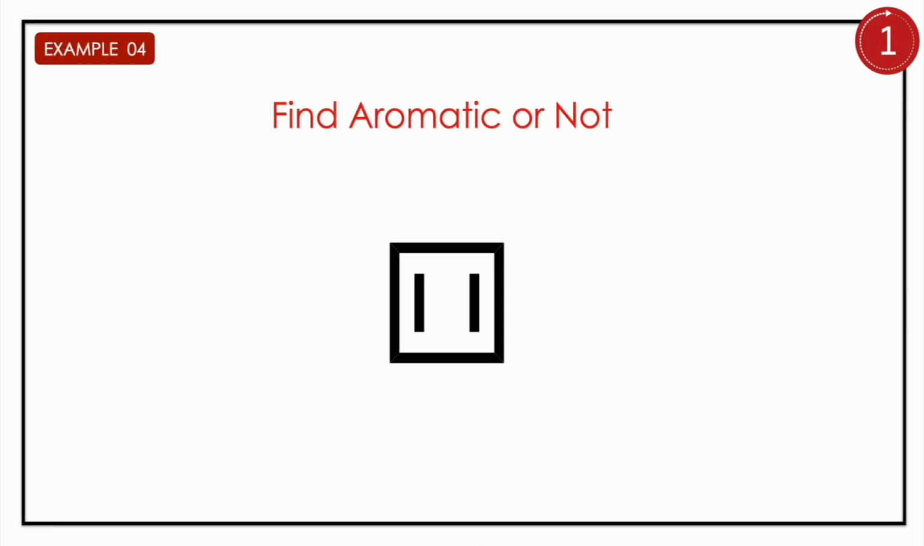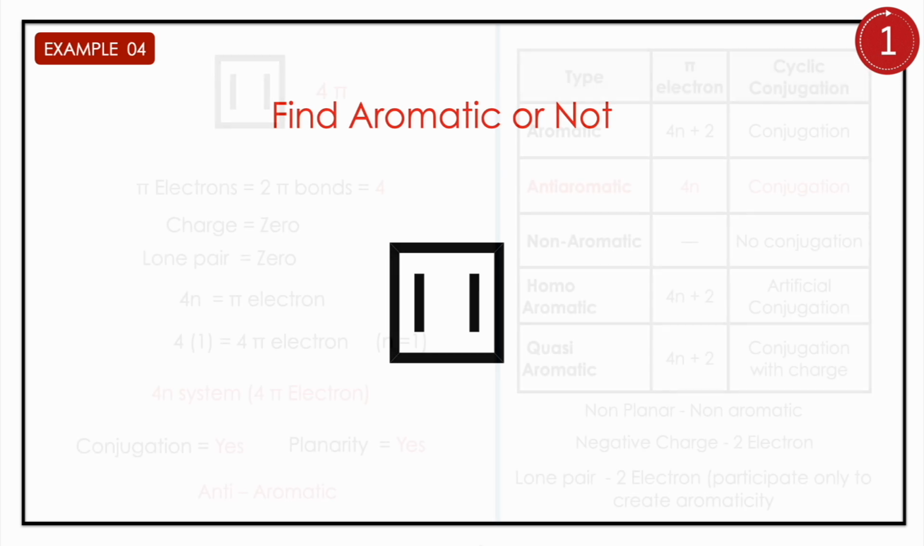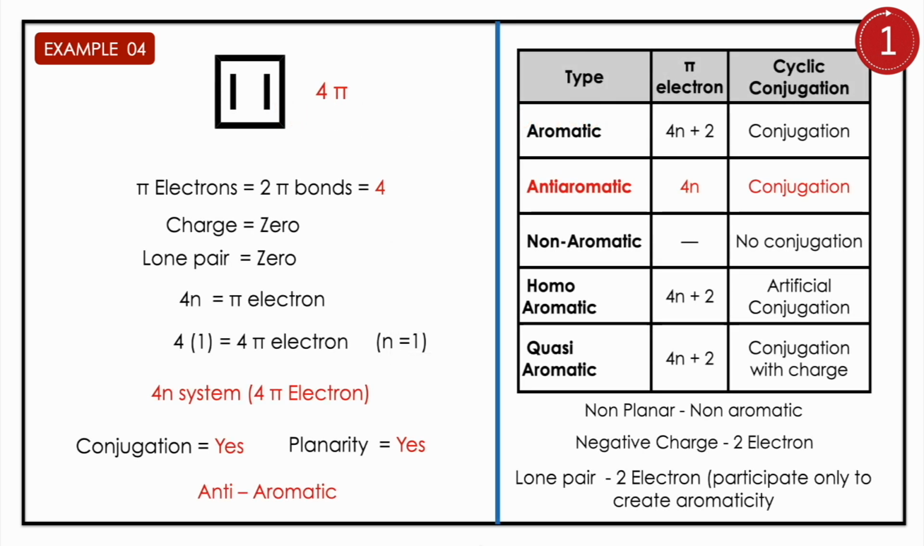Then the next example. Here you have cyclobutadiene. You should find whether it is aromatic or not. The compound is simple, straightforward. It is the ideal system for anti-aromaticity. Let us count the pi electrons first.